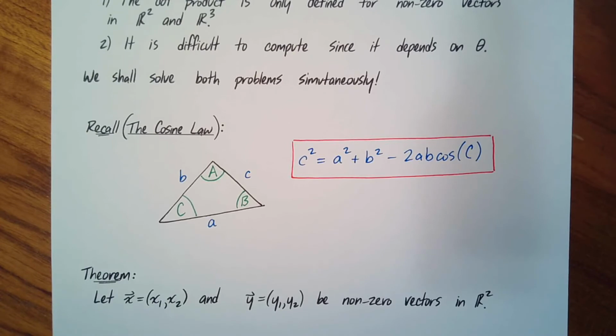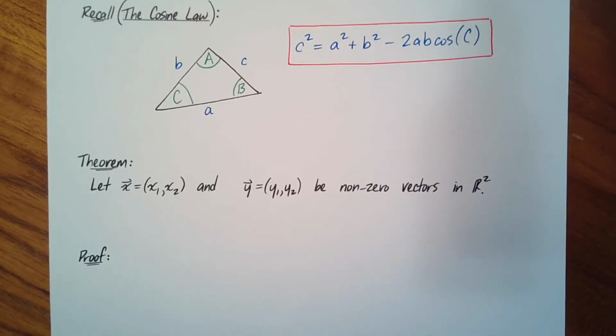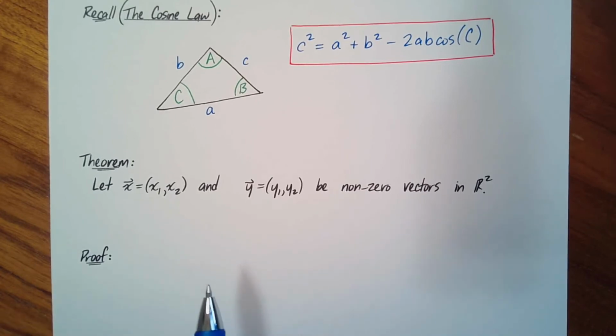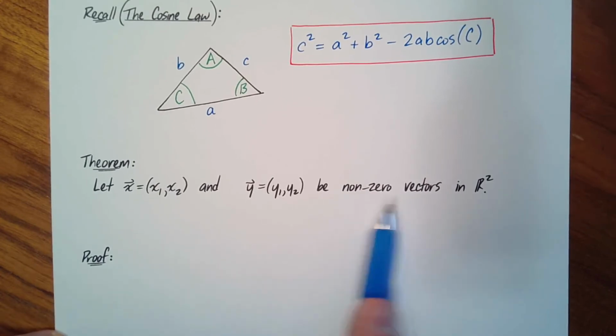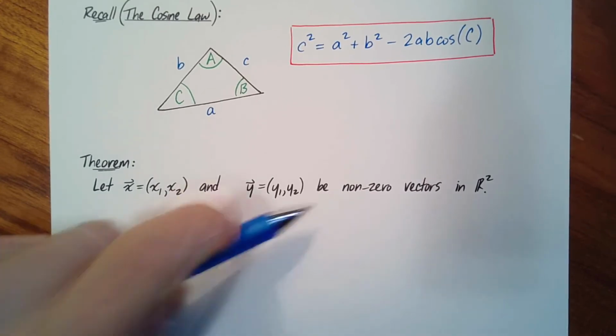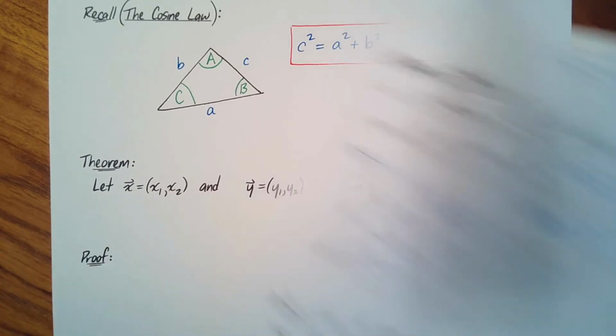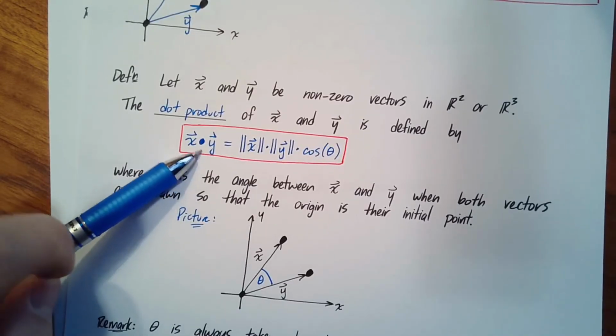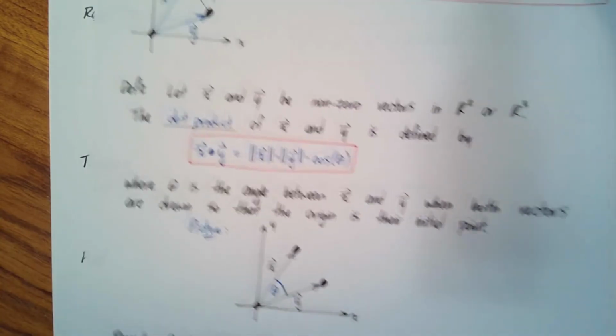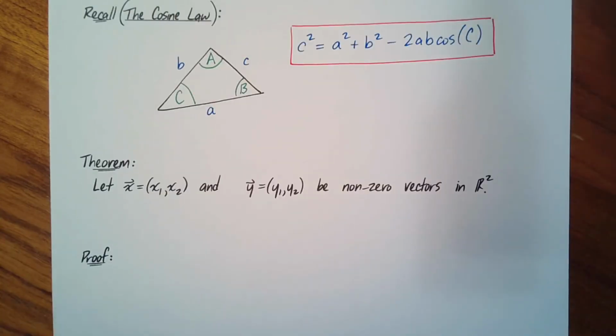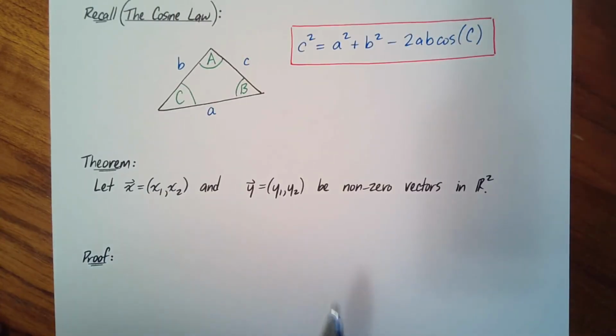And really, what comes out of it is going to be this theorem. So here's the theorem. Let's say you've got two vectors x and y in R2, and let's assume that they're non-zero. The non-zero assumption is just so that we can refer to their dot product, right? And the dot product requires that the two vectors be non-zero. So that's the only reason we're making that requirement.